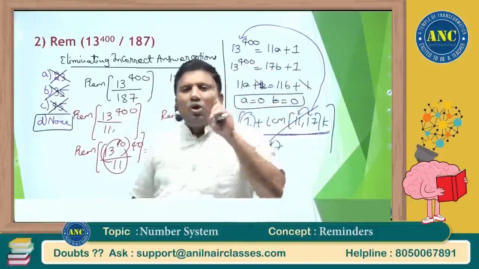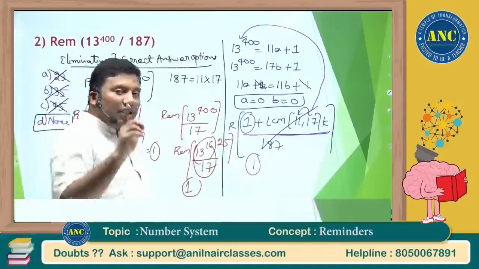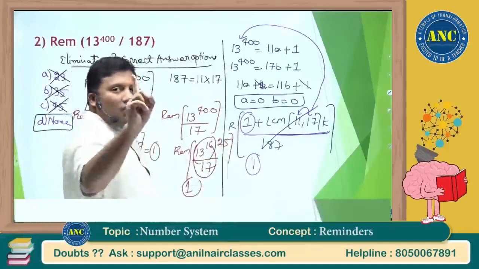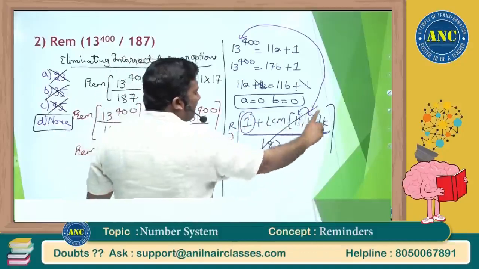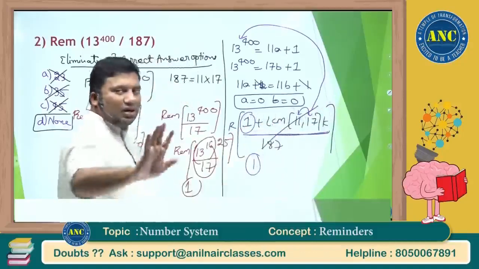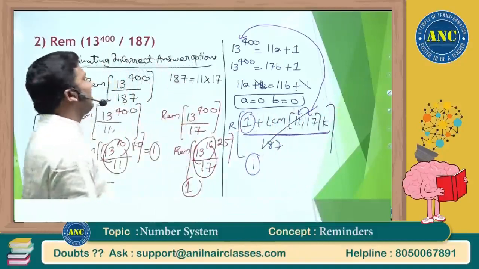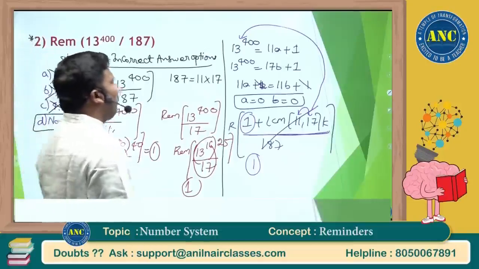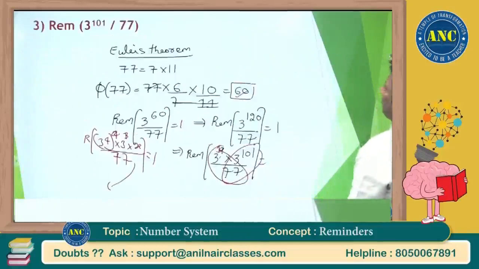There is no possibility where you will get two remainders, because I am finding the case where the positive remainders are the same and the number is divided by multiple numbers. There are no two cases possible where you will get this answer. Now see here: 13 power 400, 11a plus 1, 11b plus 1.